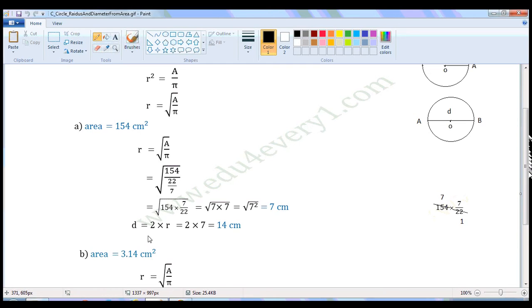Diameter is equal to 2 into radius, which is equal to 2 into 7. 2 into 7 is 14. So diameter is equal to 14 centimeter. The units of area are centimeter square. So units of radius will be centimeter and units of diameter will be centimeter.